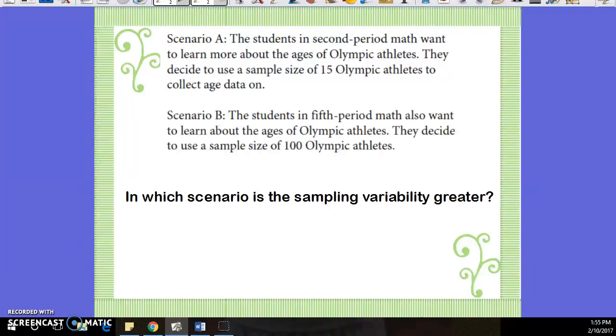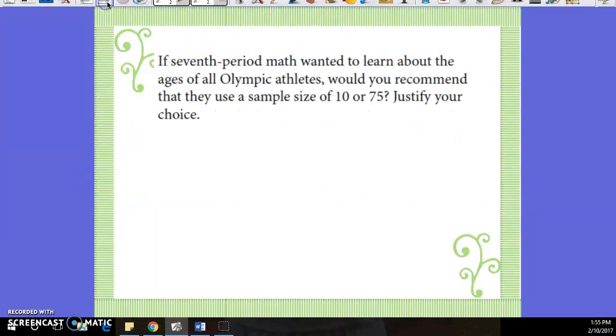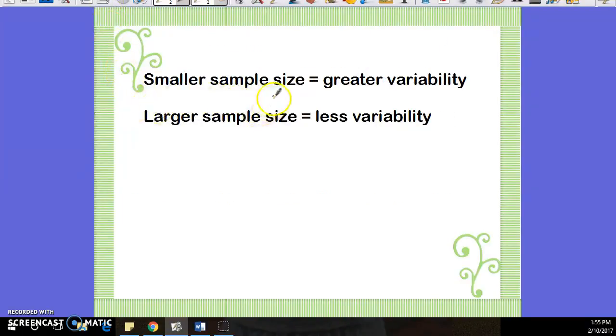Once again, if you were in class, we talked about this. If not, we chose scenario A, only because to get closer to what the population would be, we need more samples. And it also goes back to being biased and unbiased sampling when you have too few samples. And then there was a visual we did to go along with that. So a smaller sample size means greater variability. That means it's going to be more different and vary further away from the actual population. The larger the sample size, the less variability.